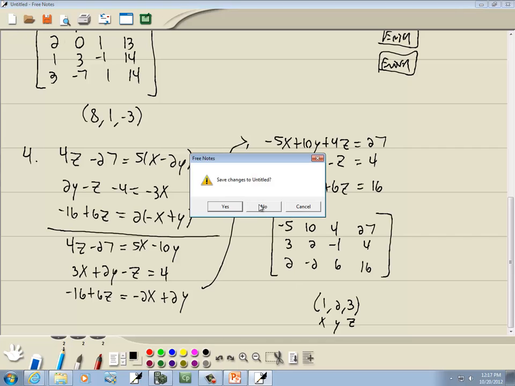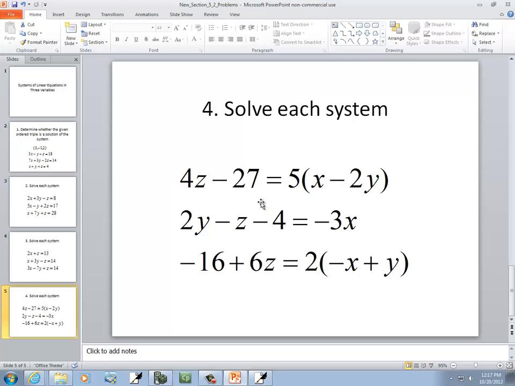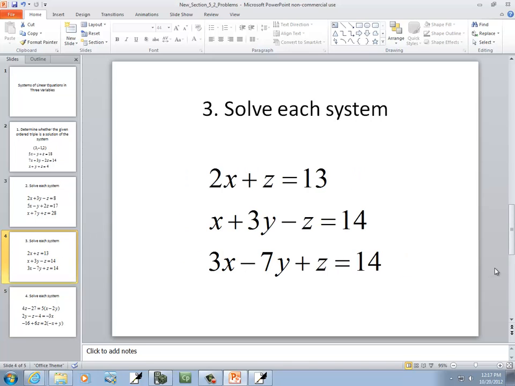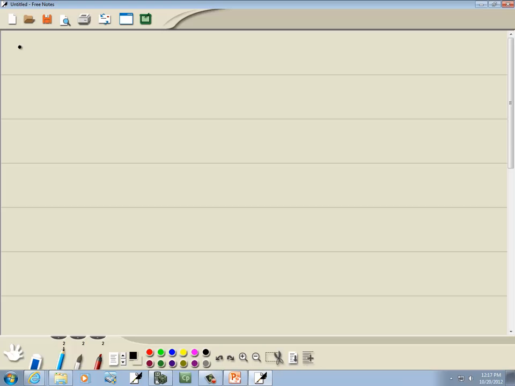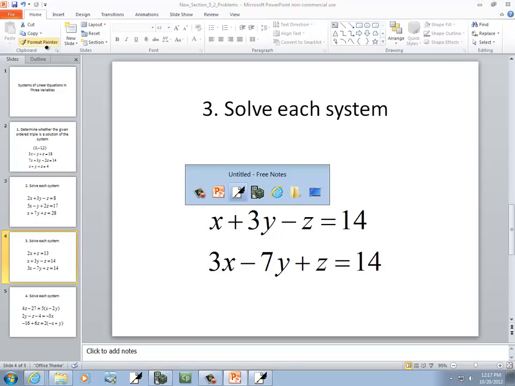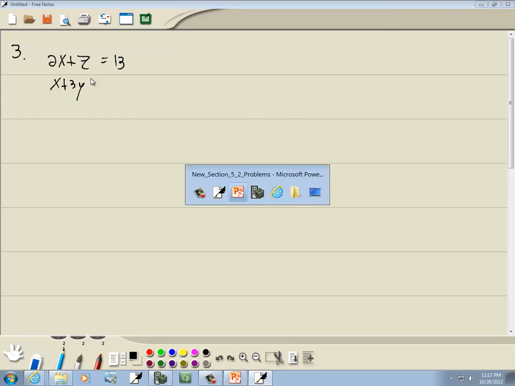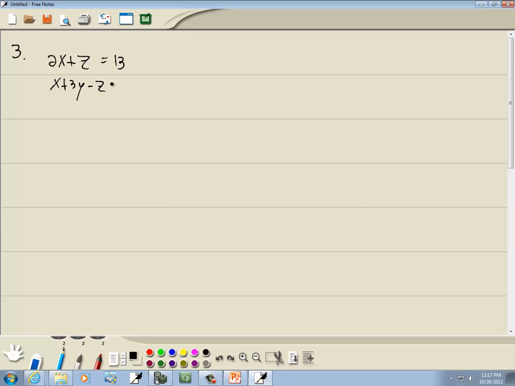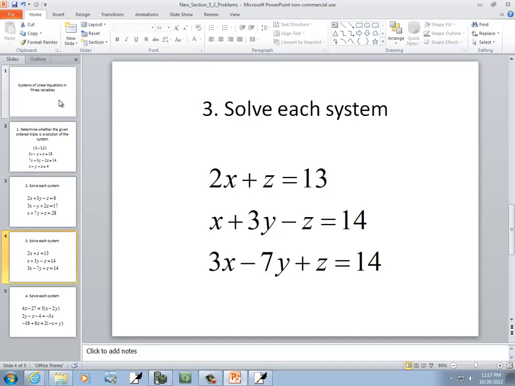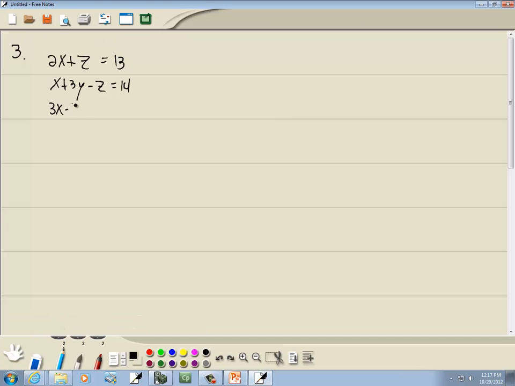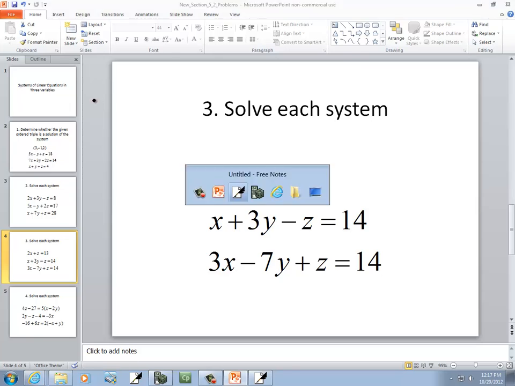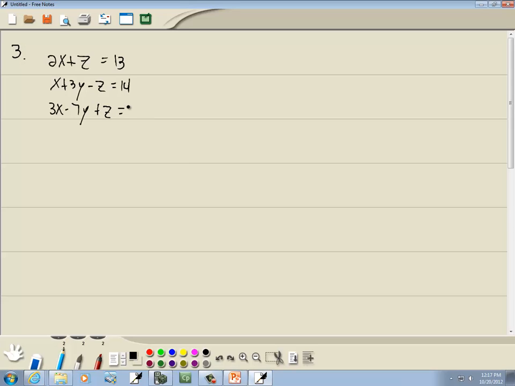So we're going to go back to number 3. This is actually usually where I screw up. I'll add something wrong or multiply something wrong. But I'm being really careful today, which probably means now that I've said that, I'll screw it up. x plus 3y minus z equals 14. 3x minus 7y plus z is equal to 14.